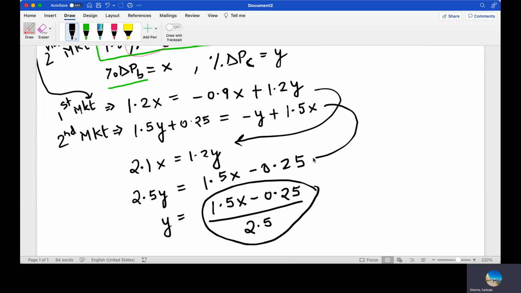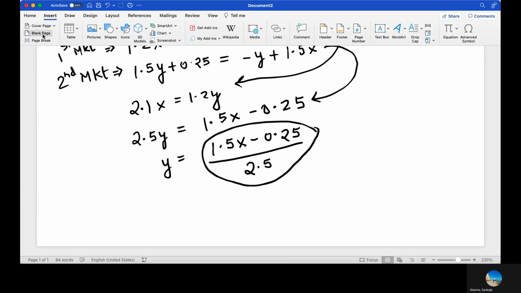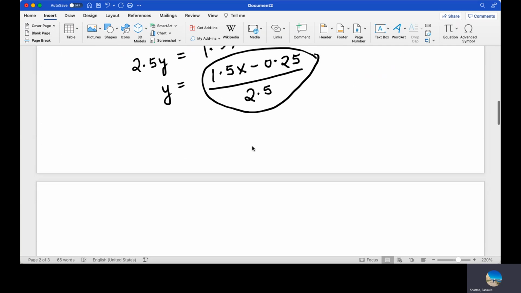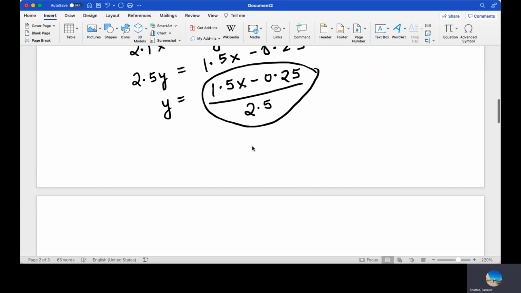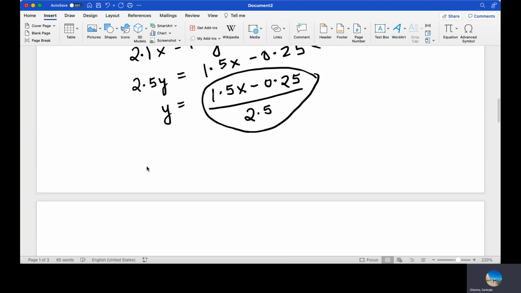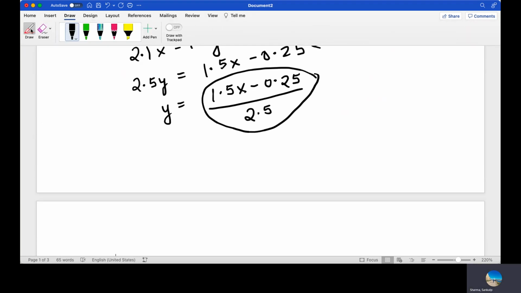So this is the second equation. You can plug into the first equation. So this y, I'm going to go ahead and plug in here. So let me again scroll down further. Okay. So I'm going to use this y and I'm going to plug it into the original equation. So 2, okay.